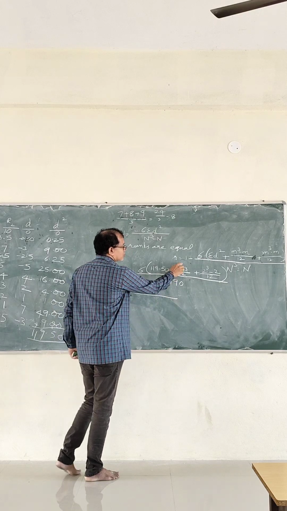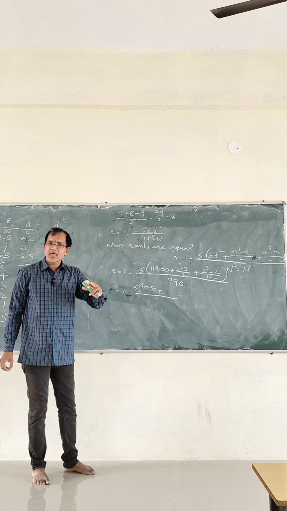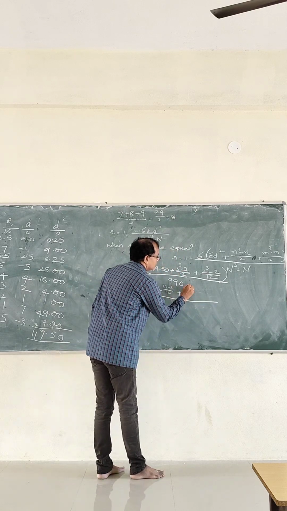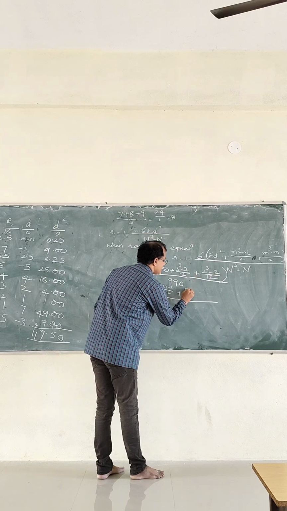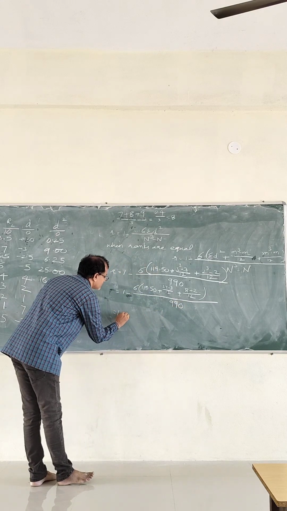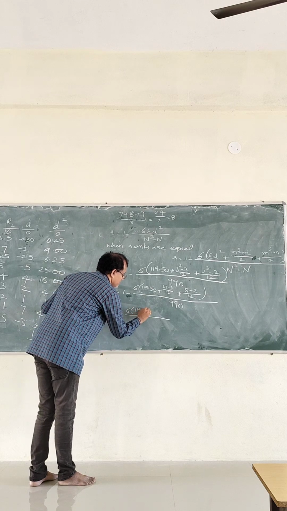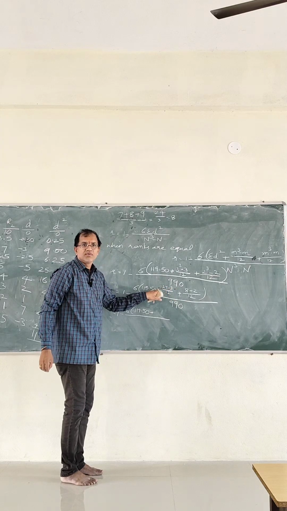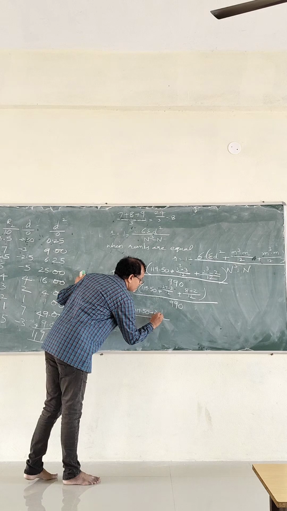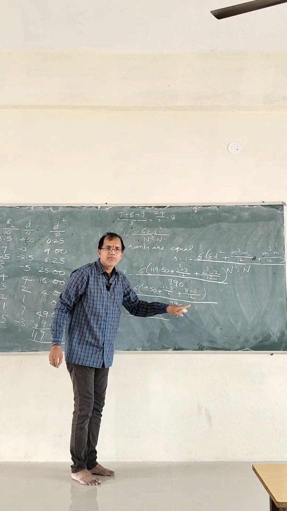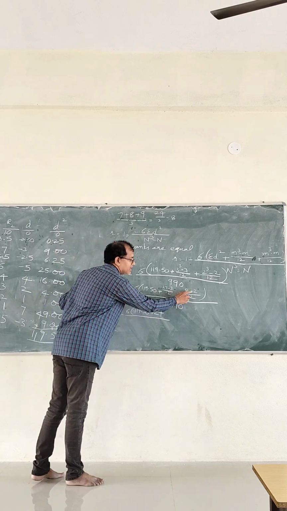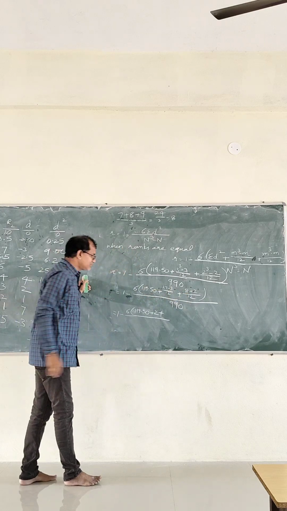119.50 plus 3 cube means 27: 3 into 3 is 9, 9 into 3 is 27. So 27 minus 3 by 12 plus 2 cube: 2 into 2 is 4, 4 into 2 is 8. 8 minus 2 by 12. It is equal to 1 minus 6, 119.50 plus 27 minus 3 is 24 by 12, directly I write 24 by 12 means 2. Plus 8 minus 2 is 6, 6 by 12 is 0.50.